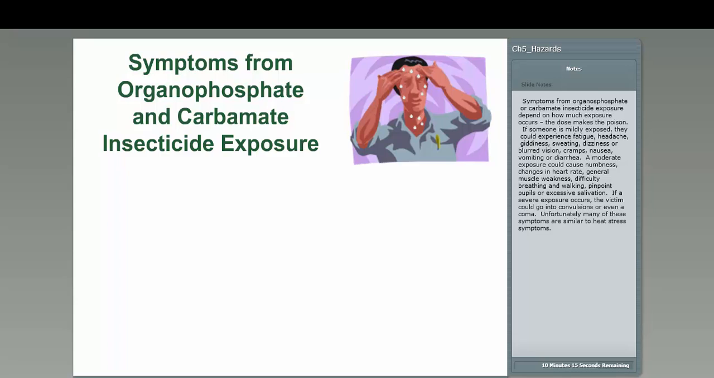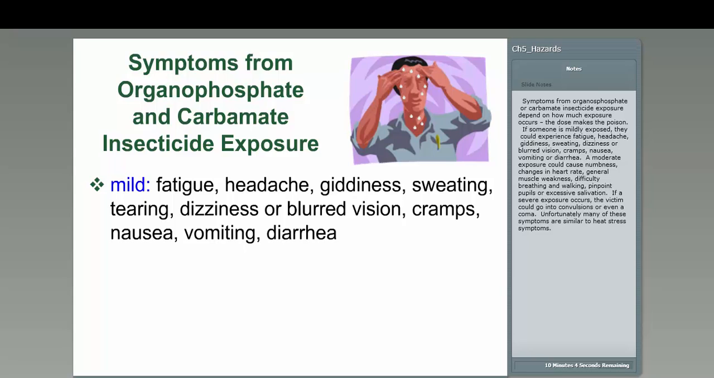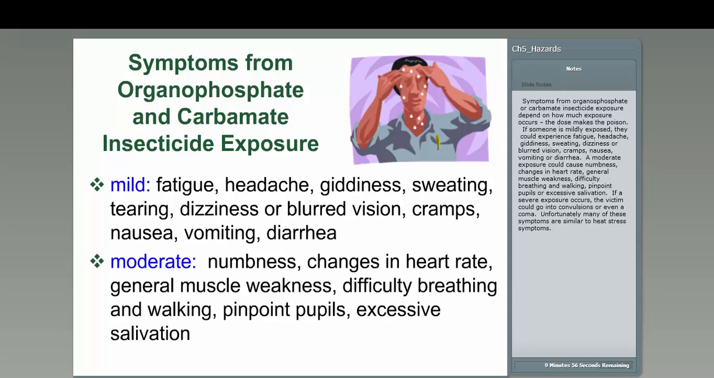Symptoms from organophosphate or carbamate insecticide exposure depend on how much exposure occurs. The dose makes the poison. If someone is mildly exposed, they could experience fatigue, headache, giddiness, sweating, dizziness or blurred vision, cramps, nausea, vomiting, or diarrhea. A moderate exposure could cause numbness, changes in heart rate, general muscle weakness, difficulty breathing and walking, pinpoint pupils, or excessive salivation. If a severe exposure occurs, the victim could go into convulsions or even a coma. Unfortunately, many of these symptoms are similar to heat stress symptoms.